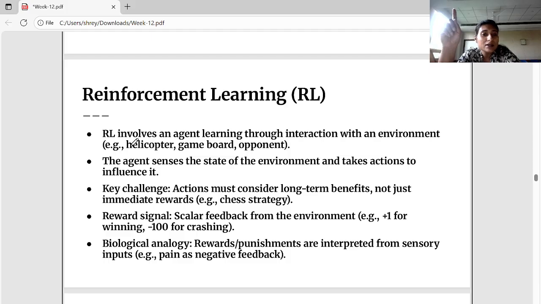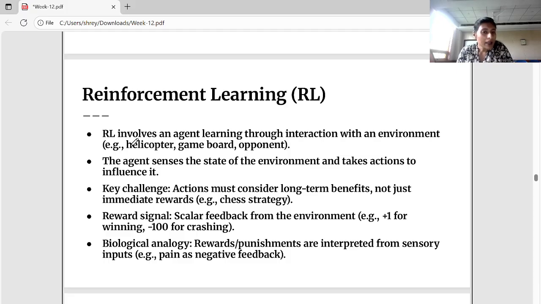The key challenge is that actions must consider long term benefits, not just immediate rewards. Supervised learning says that at this position this should be done, but reinforcement learning says I'm not talking about short term goals, I'm talking about long term benefits, whether these small steps lead me to a winning state or not.